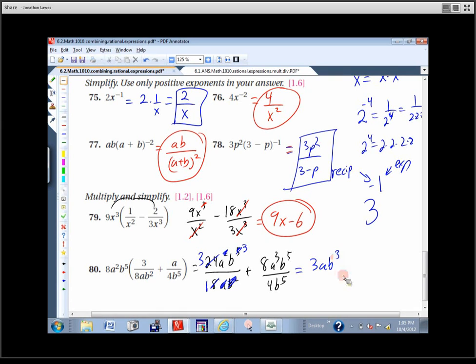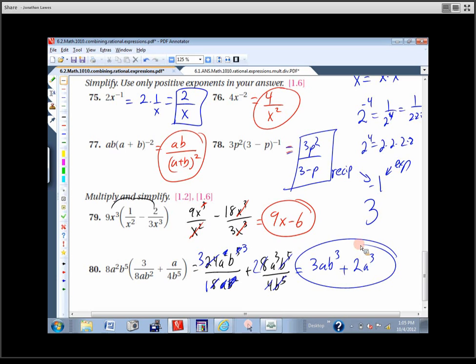And then plus 8 cancels with the 4. It's a 2. Is it top or bottom? Top. Nothing to cancel the a's with, so that would be an a cubed. What about the b's? Cancel completely. So those are gone. Those cancel to be 1. These cancel to be a 2 on the top. And that right there is our answer. Okay?